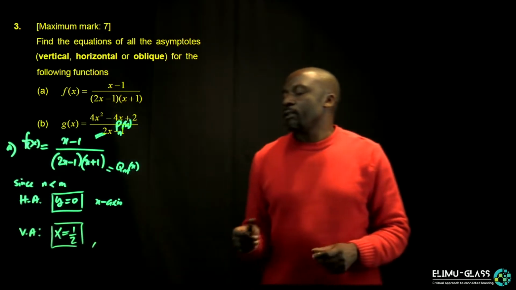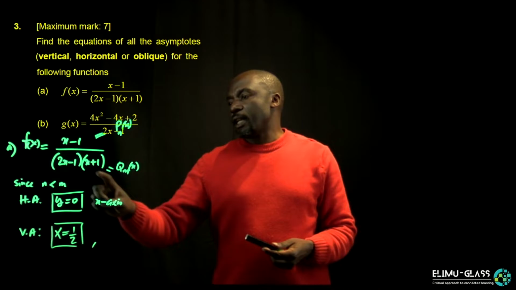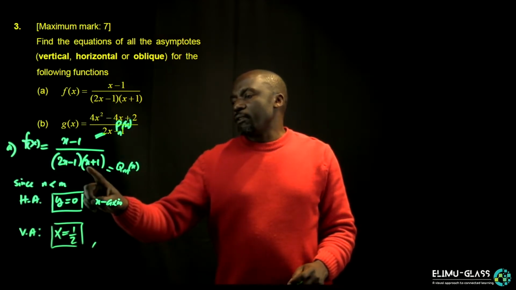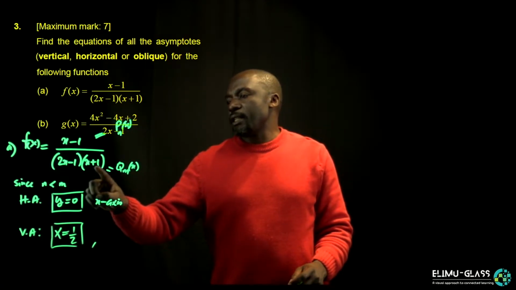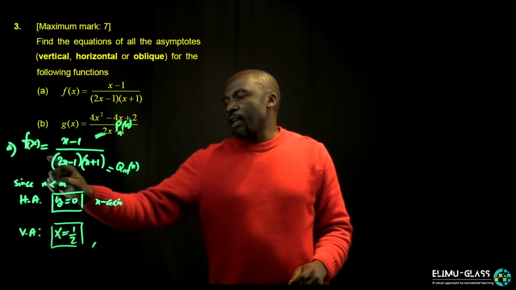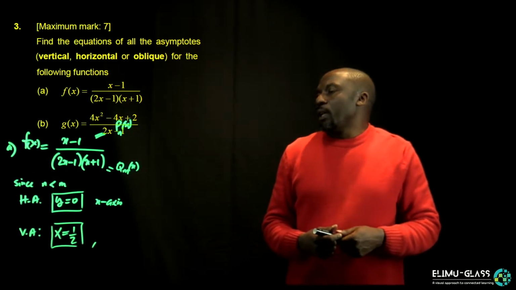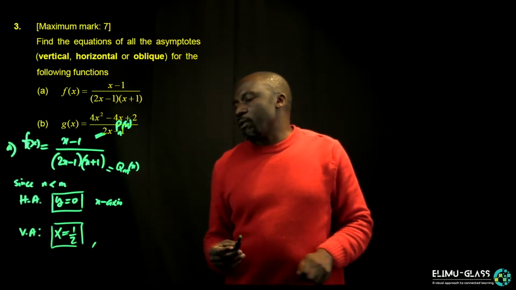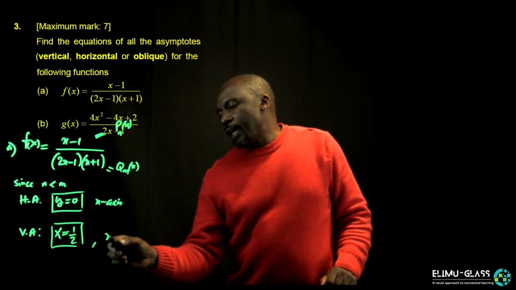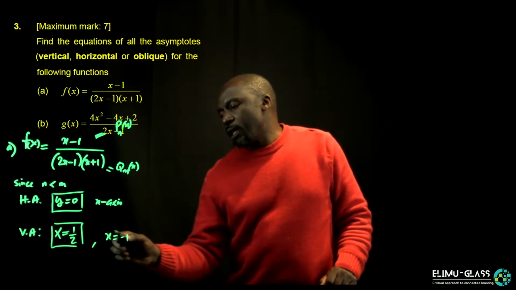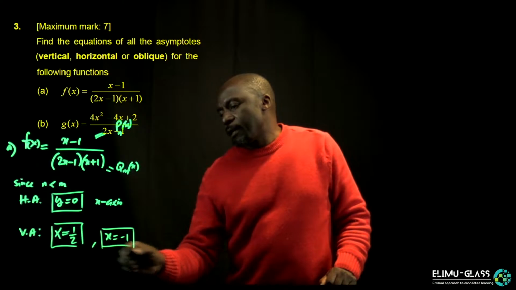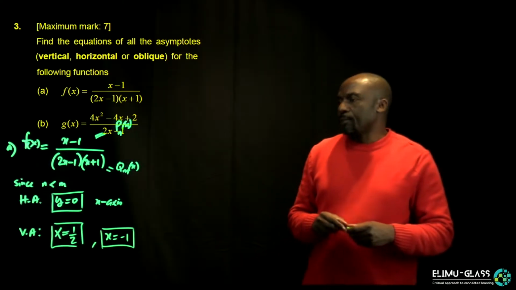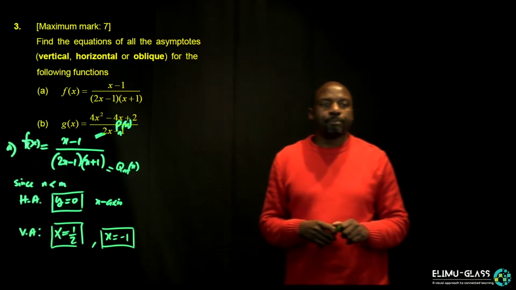The second value we can get by looking at the next factor. What value of x do we put here to turn this into a 0 and therefore render the denominator 0? That would have to be x equals -1. So the line x equals -1 is our second vertical asymptote. So we have two vertical asymptotes there.